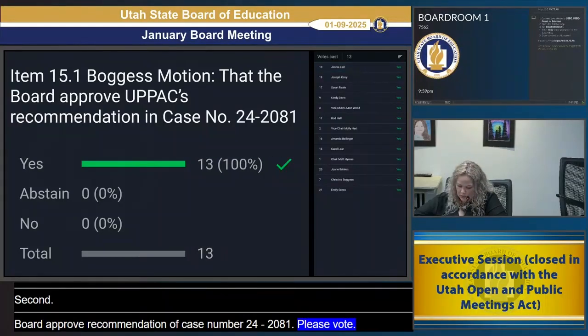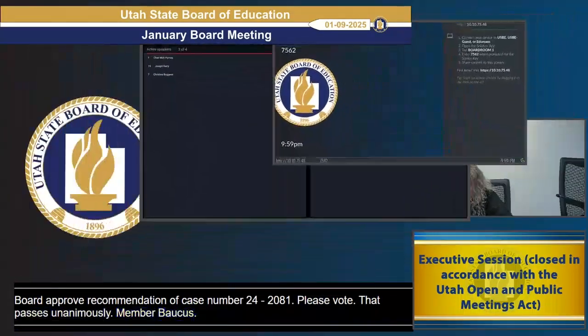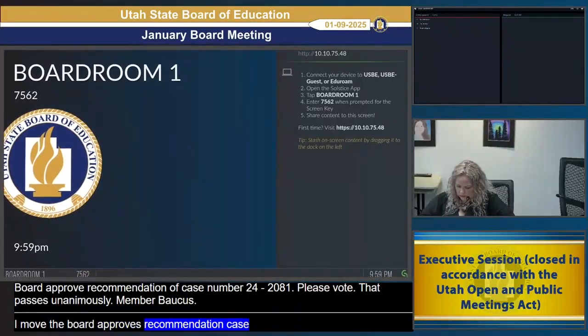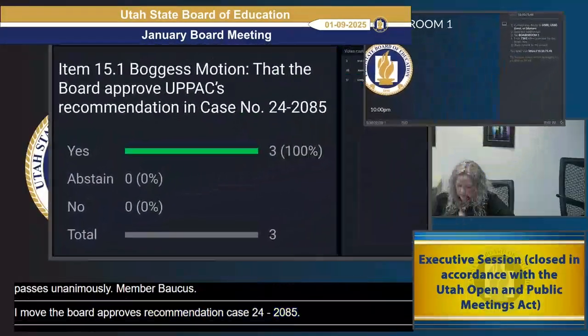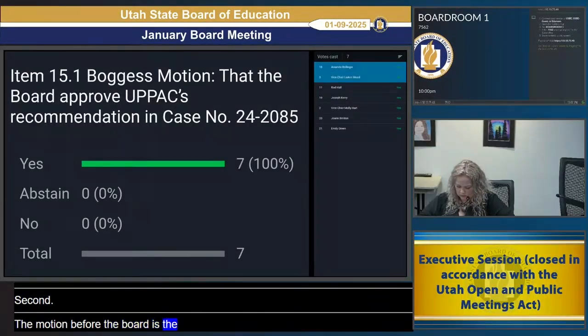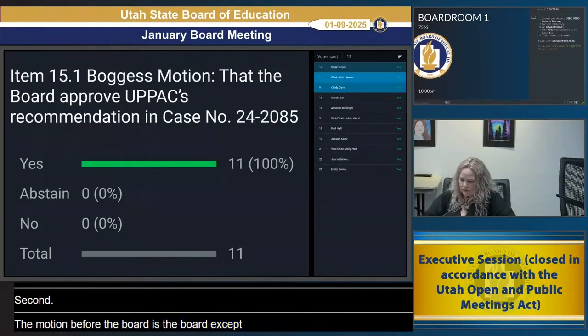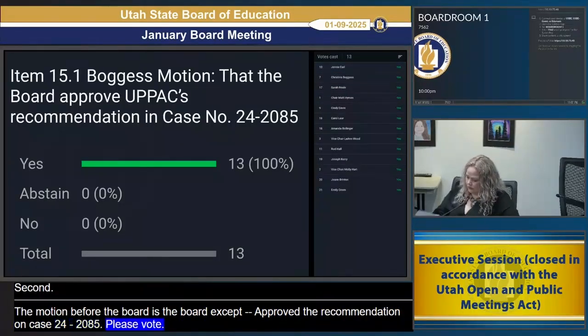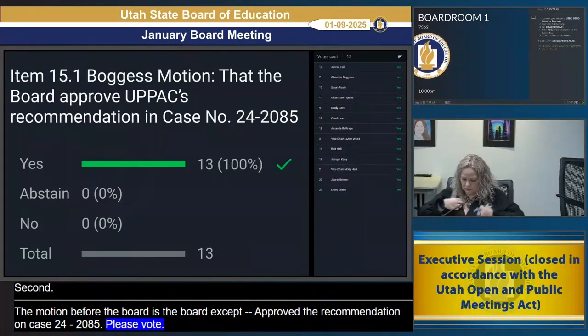Member Bogus. I move that the board approves UPAC's recommendation for case number 24-2085. Second. The motion before the board is that the board approve UPAC's recommendation on case number 24-2085. Please vote. That concludes UPAC. Okay, that passes unanimously.